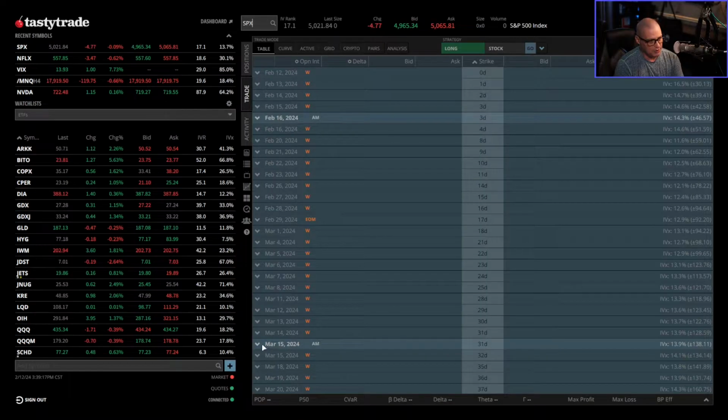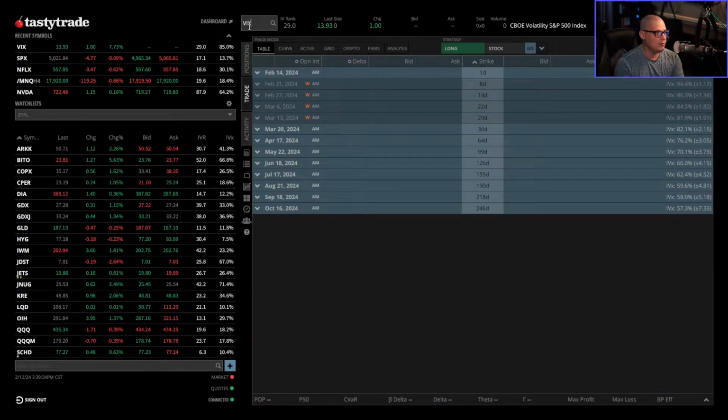The next monthly option chain would be March 15th. In 31 days. So 31 days, very close to 30 days, and you can see IVX is 13.9%. That is the current implied volatility of SPX, 13.9%. Well, let's go to VIX. And what is the value for VIX? It's currently at 13.9, right? So that is VIX. VIX is the 30-day implied volatility of SPX.